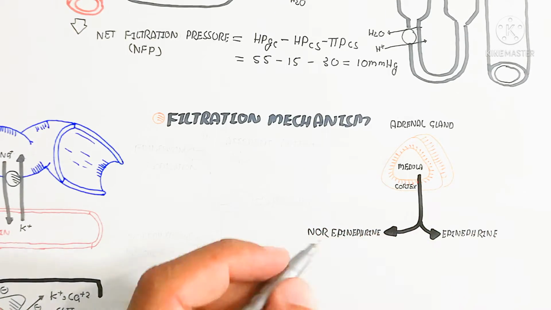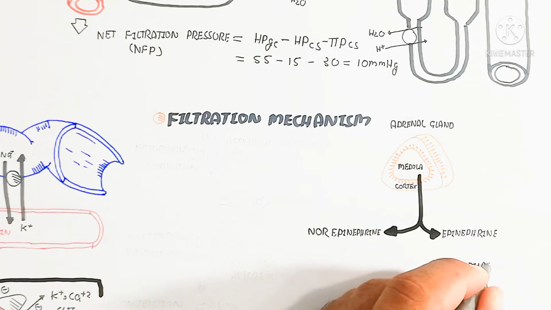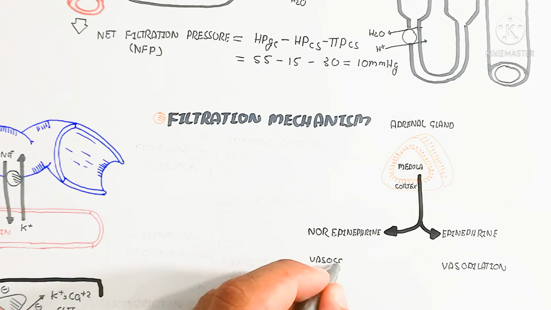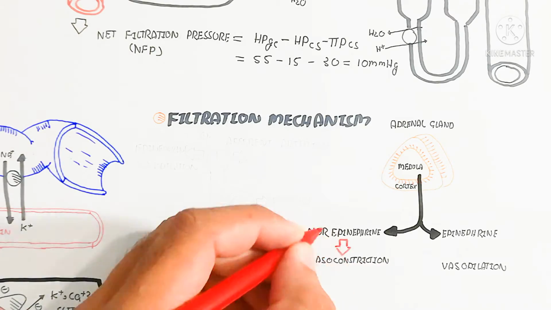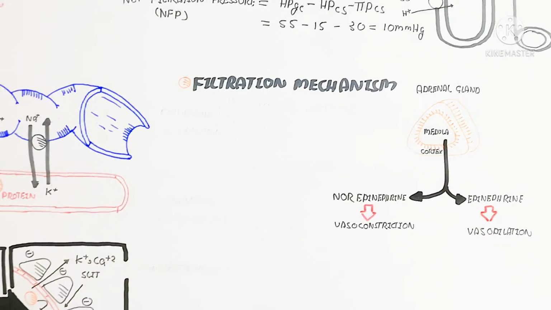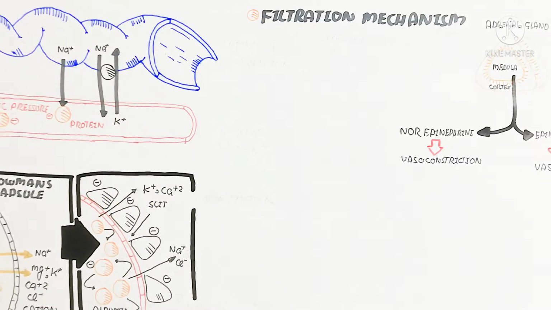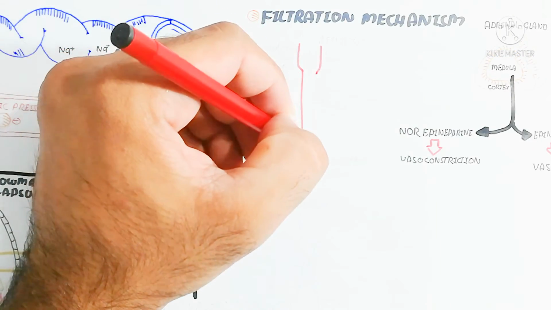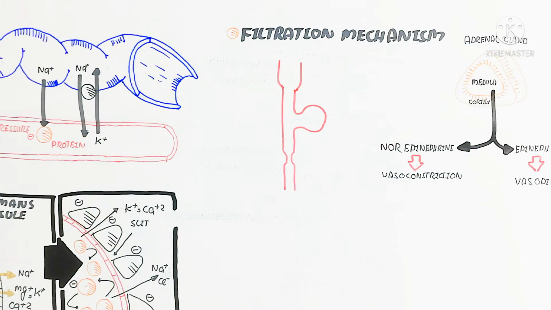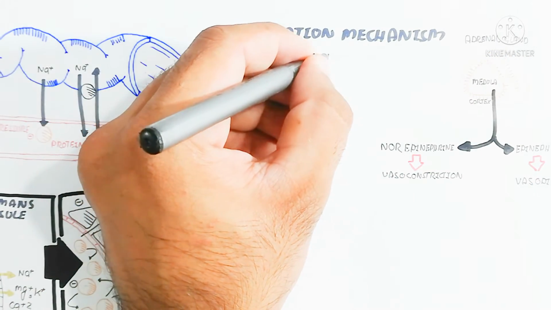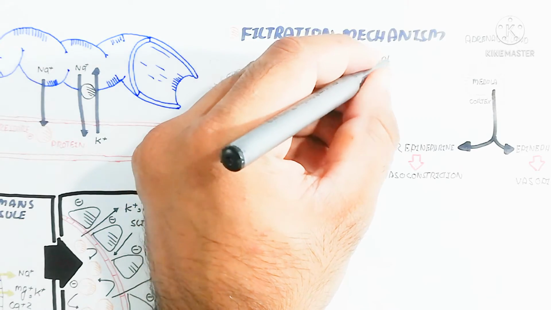So let's begin to understand the filtration mechanism with respect to hormones and neurotransmitters. The adrenal gland medulla produces norepinephrine and epinephrine. Norepinephrine is used for vasoconstriction, while epinephrine is used for vasodilation. Let's understand with the diagram here. You can see epinephrine is used for vasodilation of the arteriole during the incoming blood toward the glomerulus.